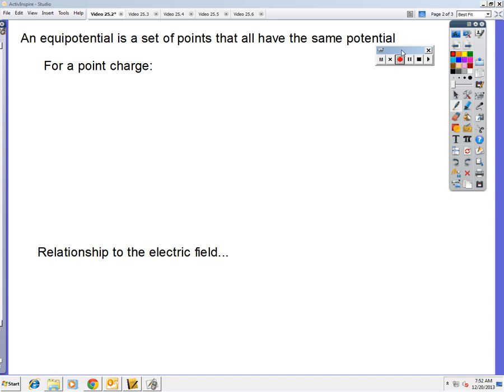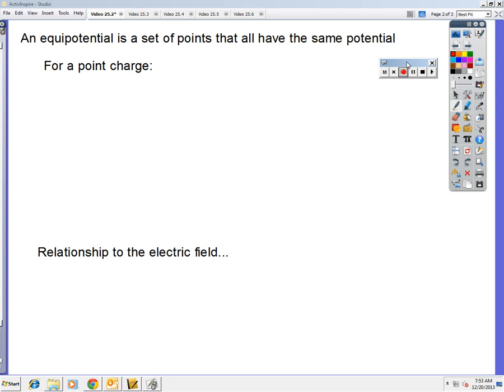Now the other thing we're going to be looking at in this video is the idea of the equipotential. This is review from last year, but what it is, is a set of points that all have the same potential. So it's kind of like the lines on a topographical map. Those lines are the sets of points that all have the same altitude.